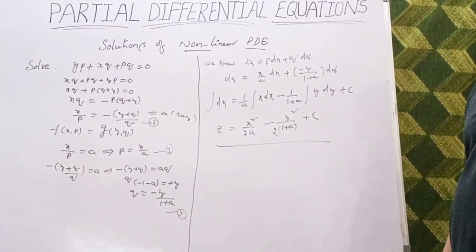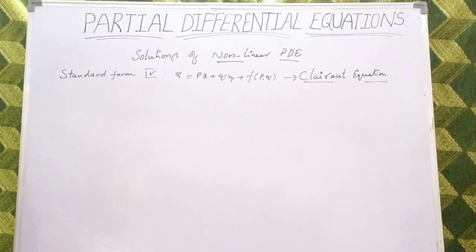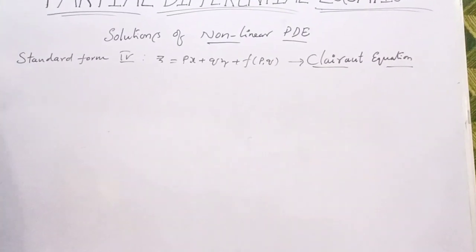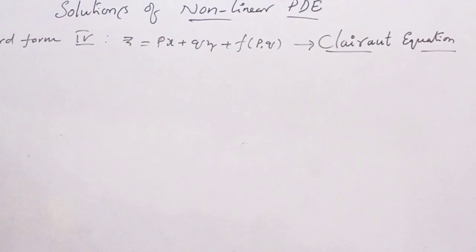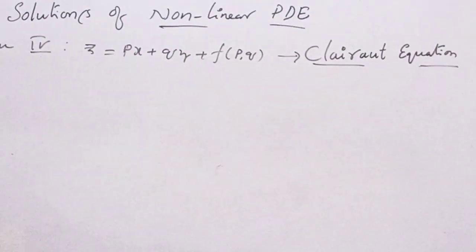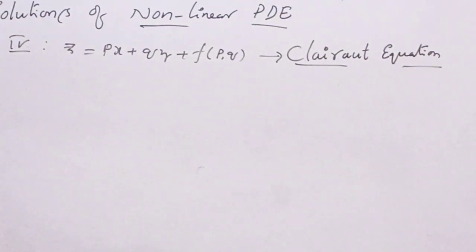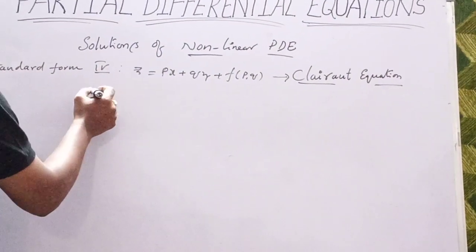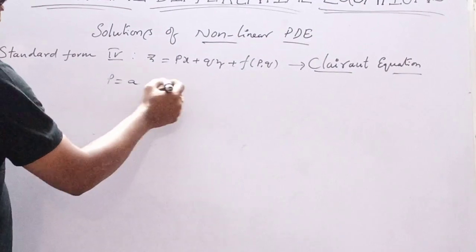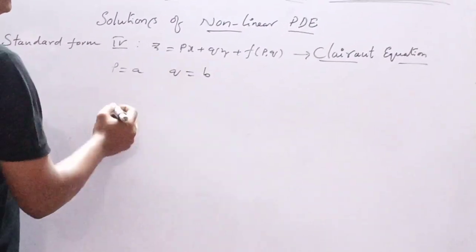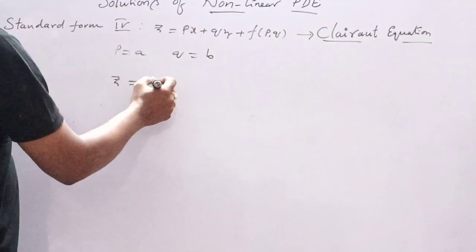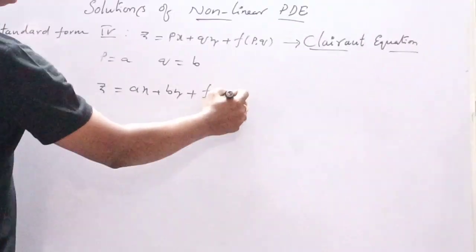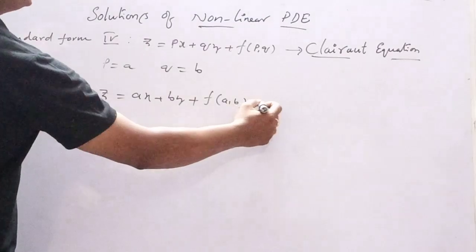Standard form 4, that is z equals px plus qy plus f of p comma q form. This equation is also called Clairaut's equation. Here the solution is a direct solution. Take p equal to small a and q equal to small b. So z equals ax plus by plus f of a comma b is the general solution.